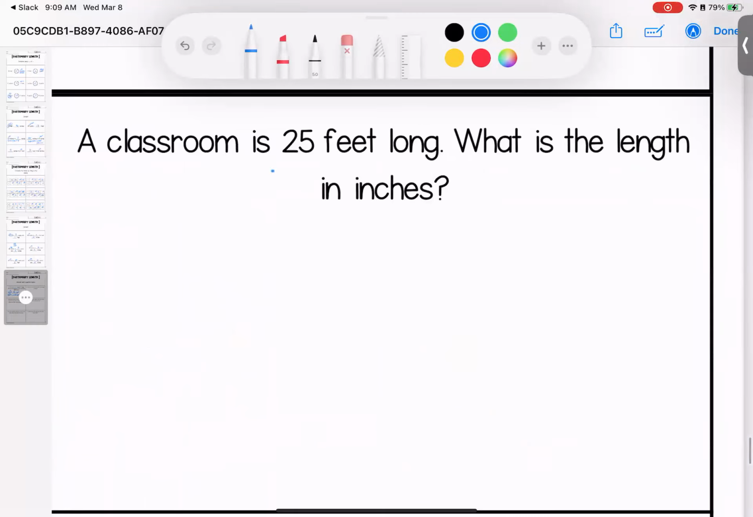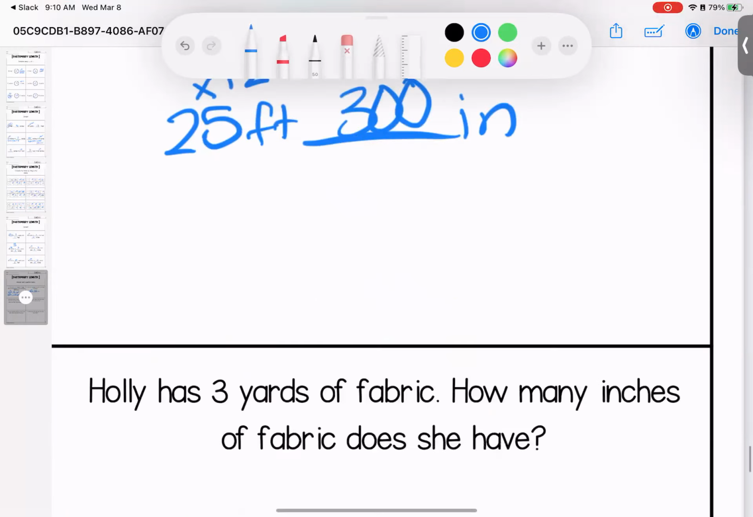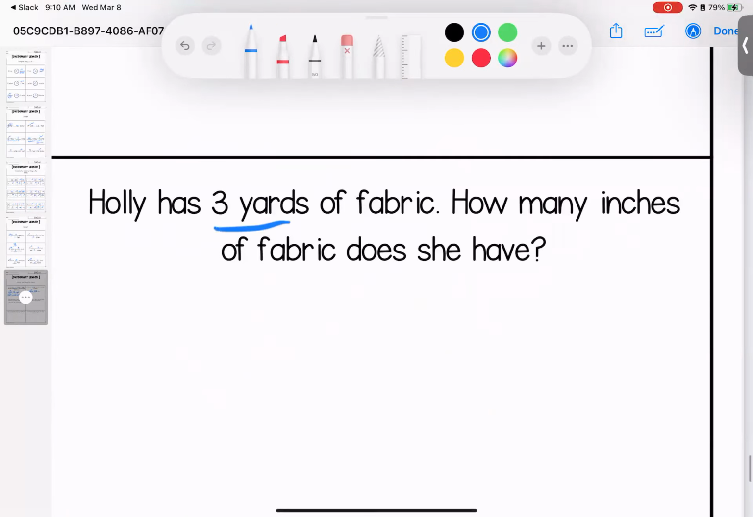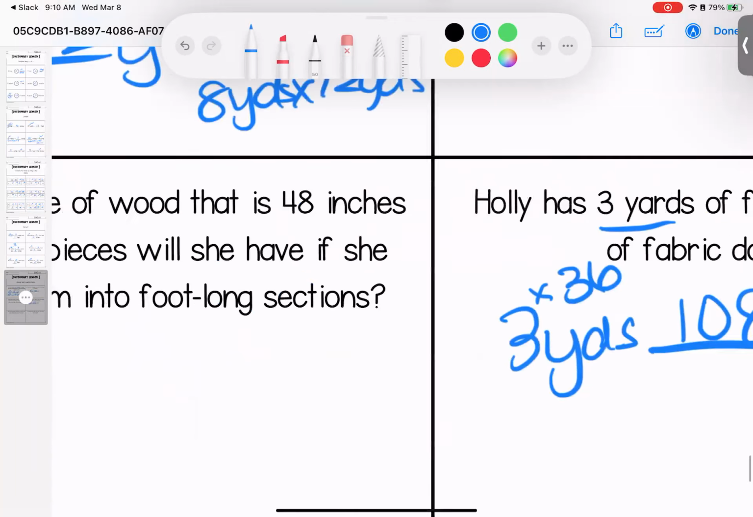A classroom is 25 feet long. What is the length in inches? 25 feet to inches. There are 12 inches in a foot. So I'm going to multiply 25 times 12. I get 300 inches. Holly has 3 yards of fabric. How many inches does she have? 3 yards to inches. I know that every yard has 36 inches. 3 times 36 is 108 inches.